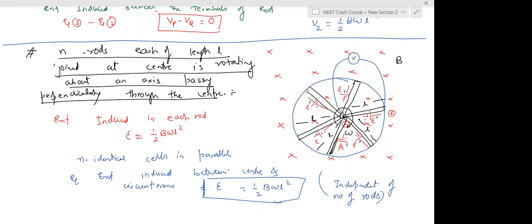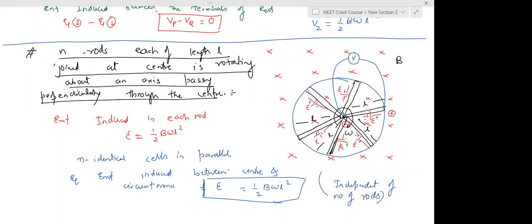Right? So when there is a number of rods connected together at the center and it is rotating about a perpendicular axis, EMF is induced in each rod, but each rod will have the same EMF. One end of each rod is connected together, so it will be considered in parallel. Is the logic understood? Yes, sir.